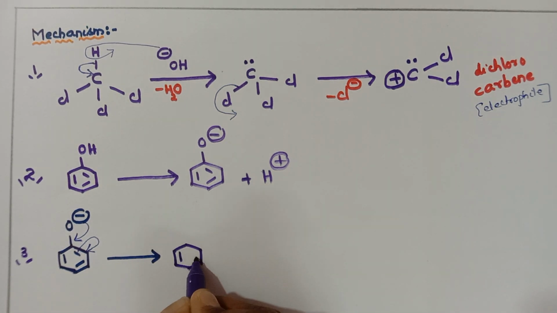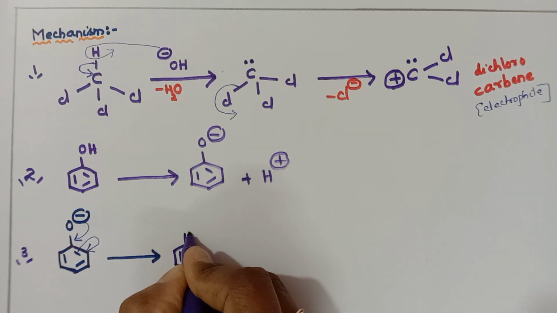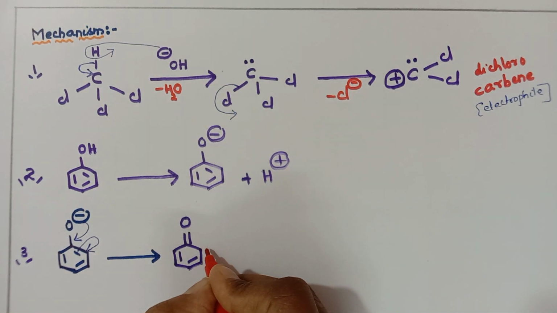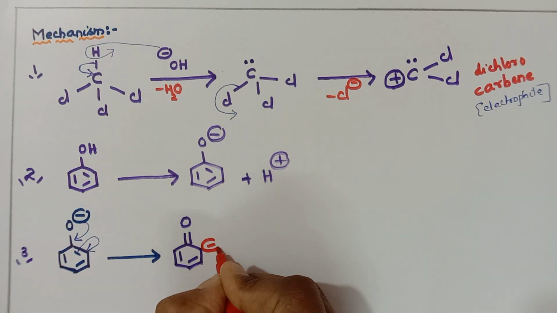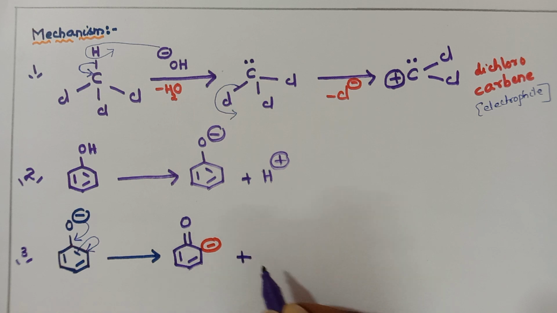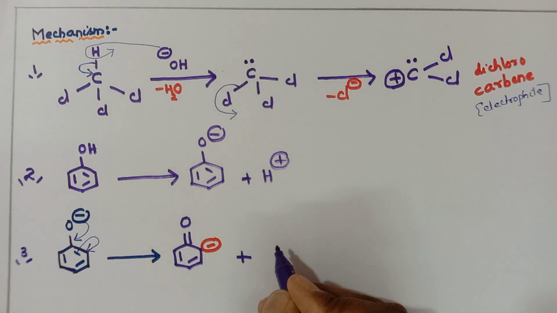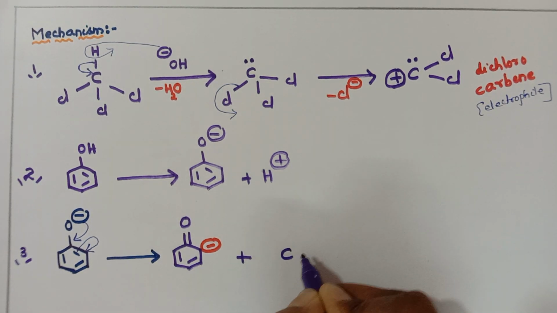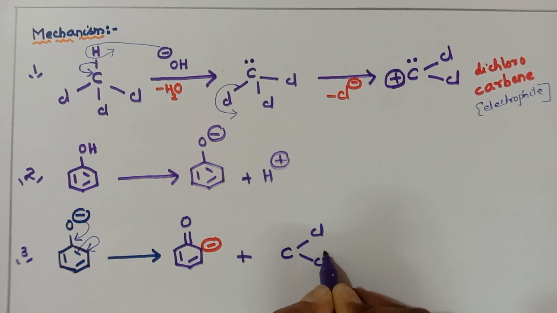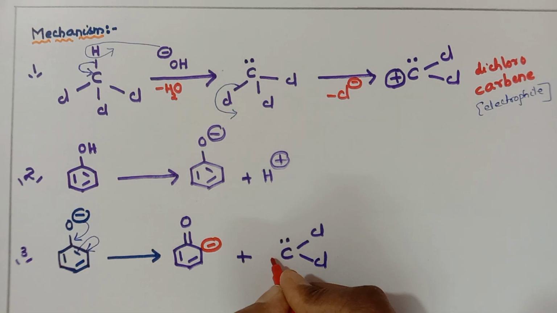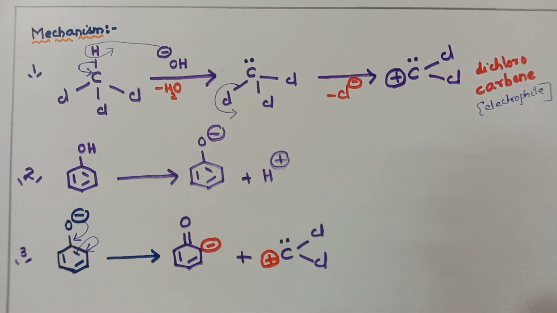So next structure, double bond O, and this carbon acquires negative charge. Okay, so here comes the electrophile which is formed in the first step. What is that electrophile? Dichlorocarbene. So write down here students, C, Cl, Cl, the pair of electrons and the positive charge. So there is minus here, positive here.